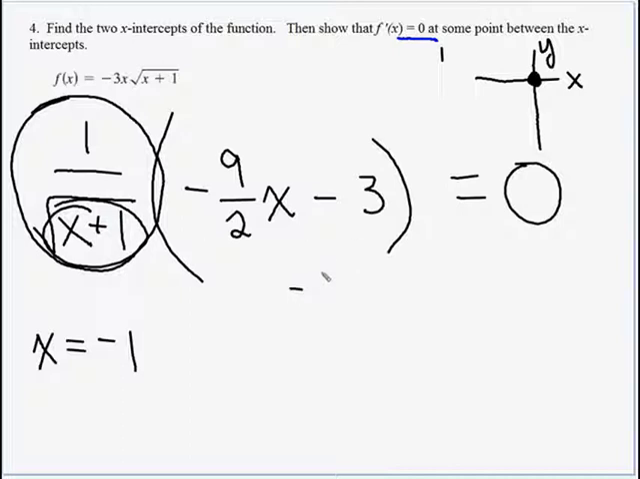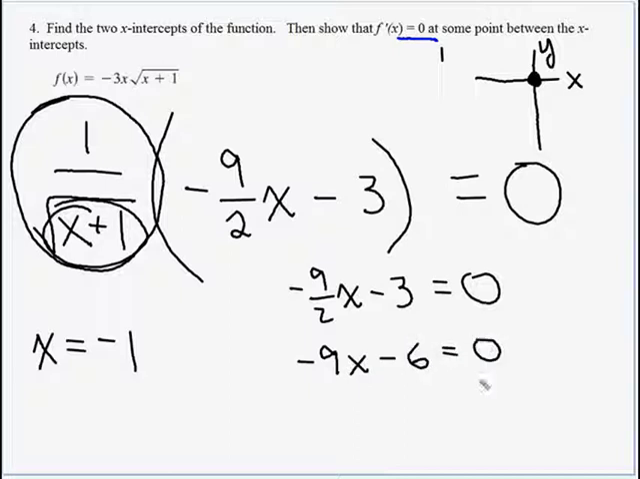This other factor, negative 9 halves x minus 3 equals 0. Well, I'd run a 2 through that, multiply through by 2, you get minus 9x minus 6 equals 0. Add 6 and then divide by negative 9. x equals 6 ninths negative, which reduces to negative 2/3. So is that it? Are we done? Have we answered the question?